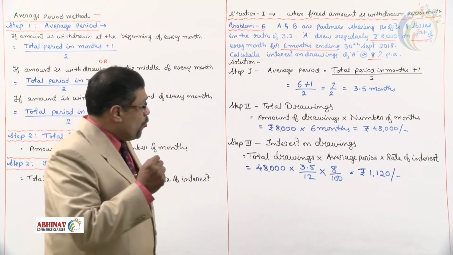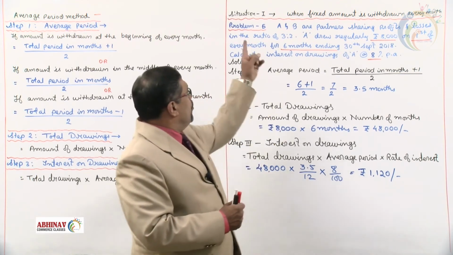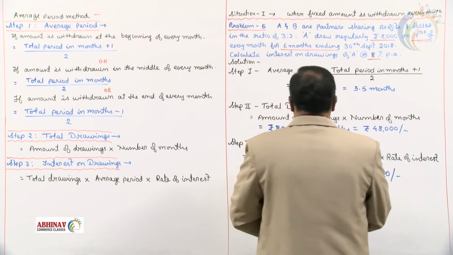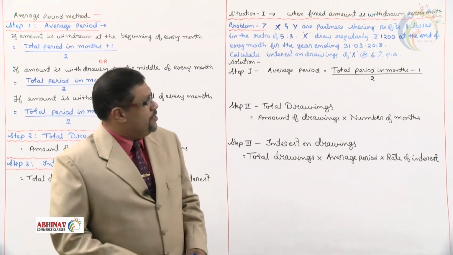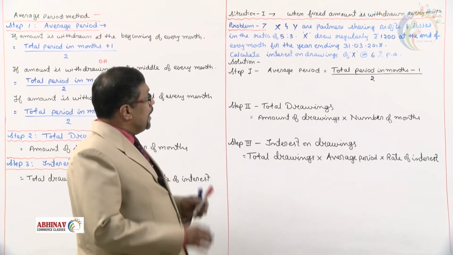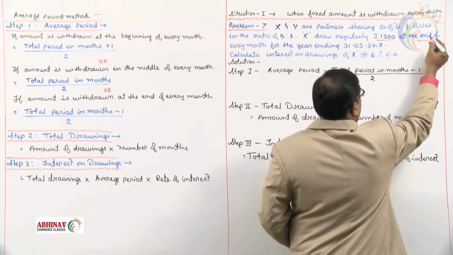Now, let us take up one more problem and see how that is to be done. Similar, when a fixed amount is withdrawn every month. Let us take up the next one. X and Y are partners sharing profits and losses in the ratio of 5:3. X drew regularly 1,200 at the end of every month.